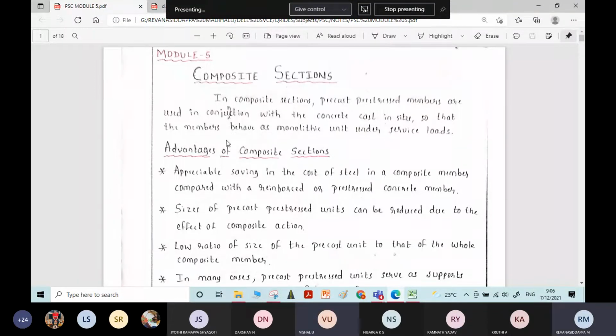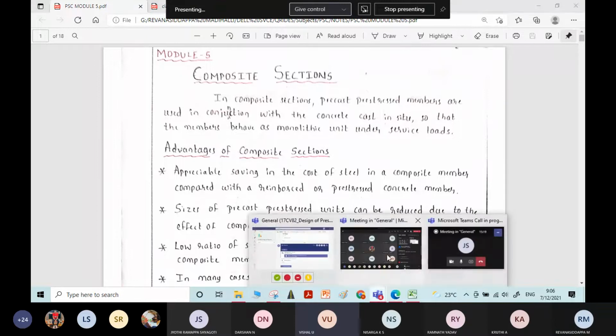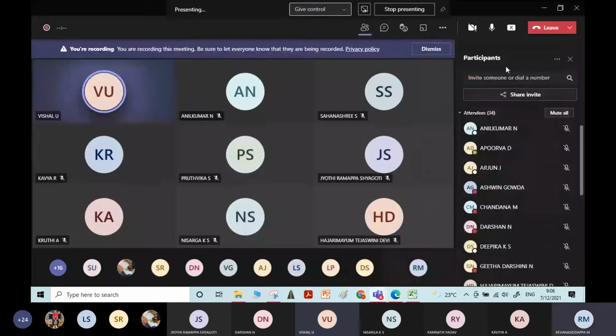Is the audio good? Vishal, mute the audio.